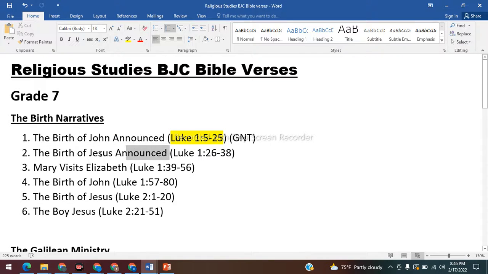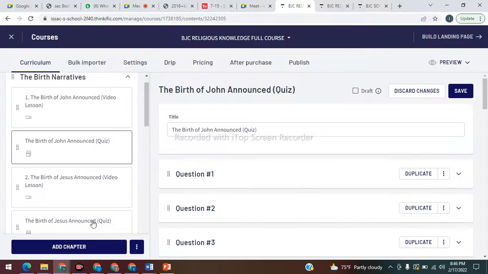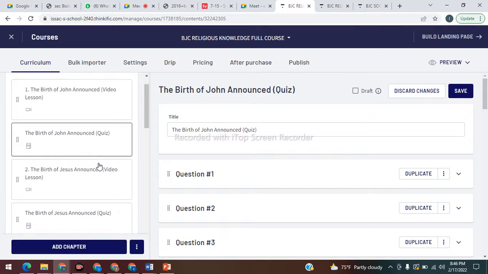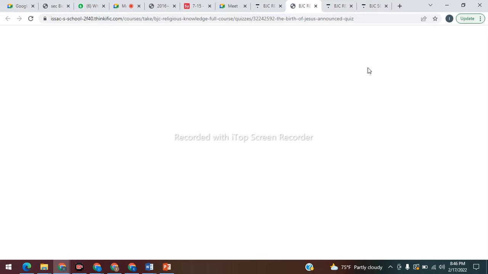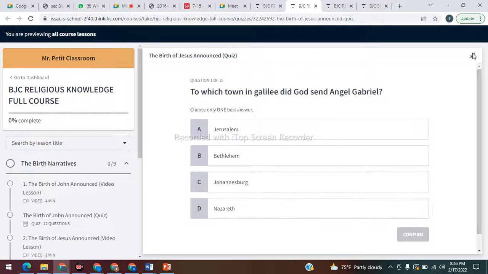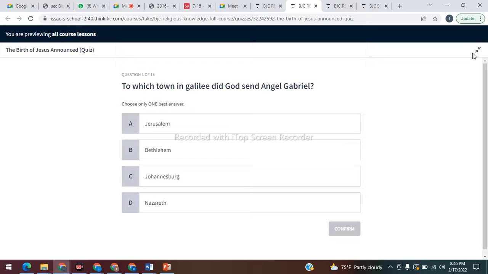So the birth of Jesus announced. Everybody should get this one. This should be a straightforward one. All right, 100. This is the one where we get 100. If we get below 80, we stay there for 10 o'clock. I believe in us. No, we stay until 9:30. Okay. To which town in Galilee did God send Angel Gabriel?